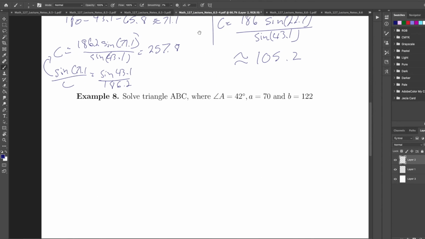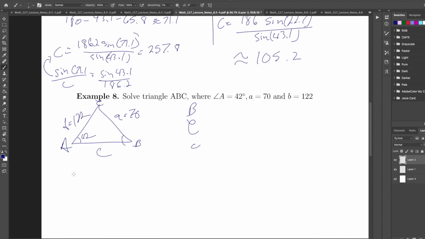The last one is sometimes we don't form a triangle, and let's show that, right? So here I have capital A is 42. Lowercase a is 70. B is 122. And I don't know angle B. I don't know angle C, and then we don't know little c. To solve this triangle, I need the angle B, I need the angle C, and side C.